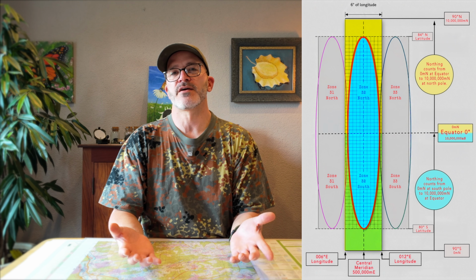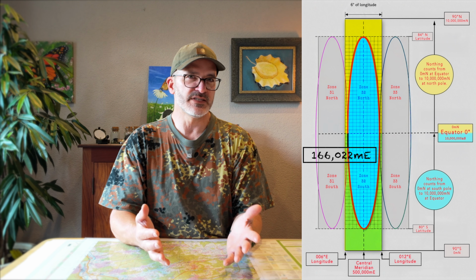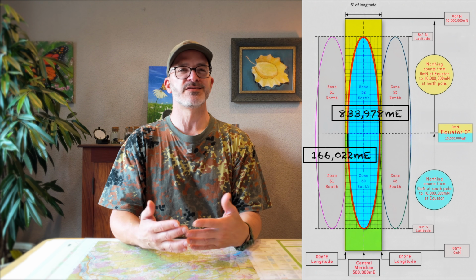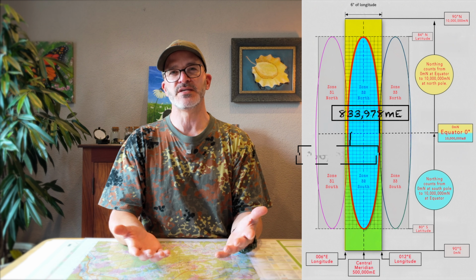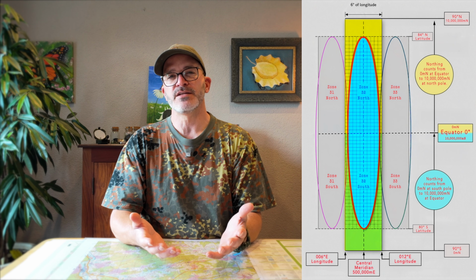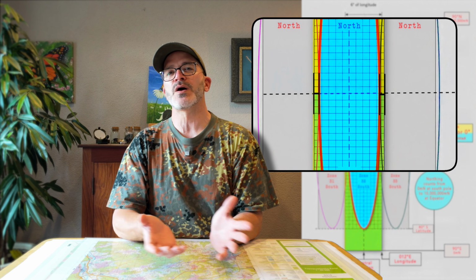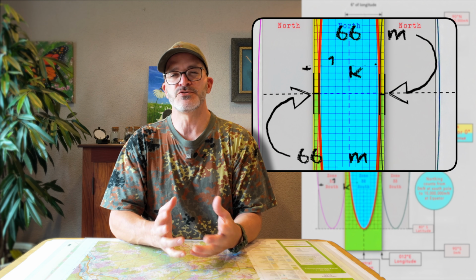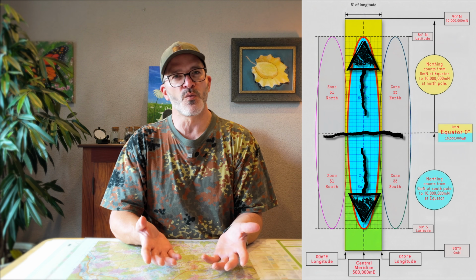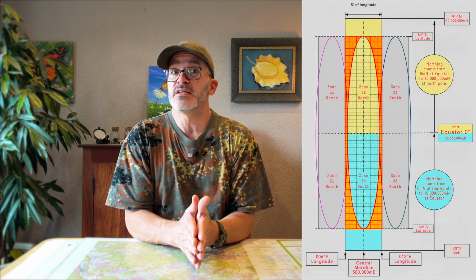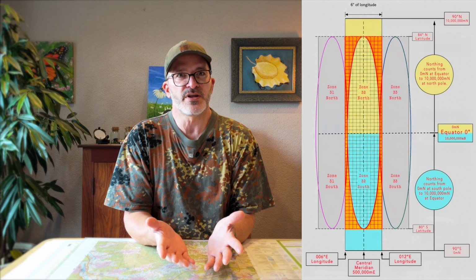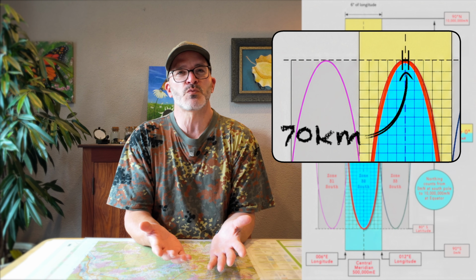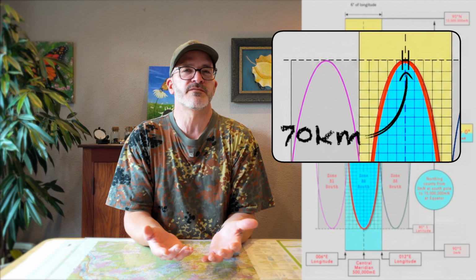The width of the zone there extends from approximately 166,022 meters east to 833,978 meters east, which means at the equator, the overlaid grid actually extends beyond the eastern and western edges of the zone by about 166 kilometers on each side. As you can see, as you move north or south away from the equator, less and less of the grid is actually used, until at the northern end of the 84-degree north latitude, the zone is only a bit over 70 kilometers wide, so about 35 kilometers left and right of the central meridian.